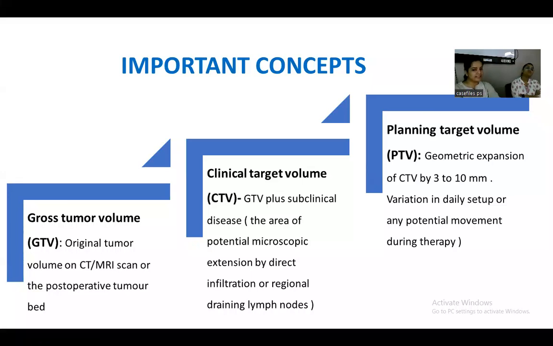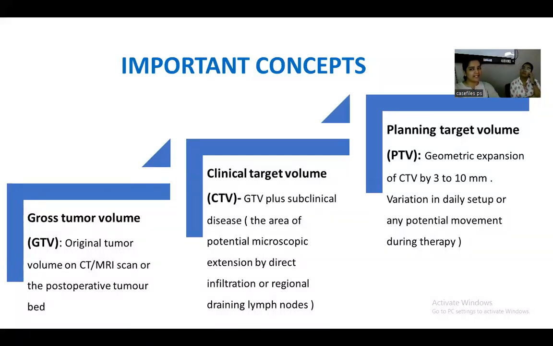Coming to the clinical target volume, it is the gross tumor volume plus the subclinical disease. That is, the oncologist has in mind that there can be areas of microscopic extension by direct infiltration of the tumor or the regional draining lymph nodes. So this clinical target volume is defined by the GTV plus the infiltrating margins which are positive, and it is bounded by the anatomical boundaries of that space.